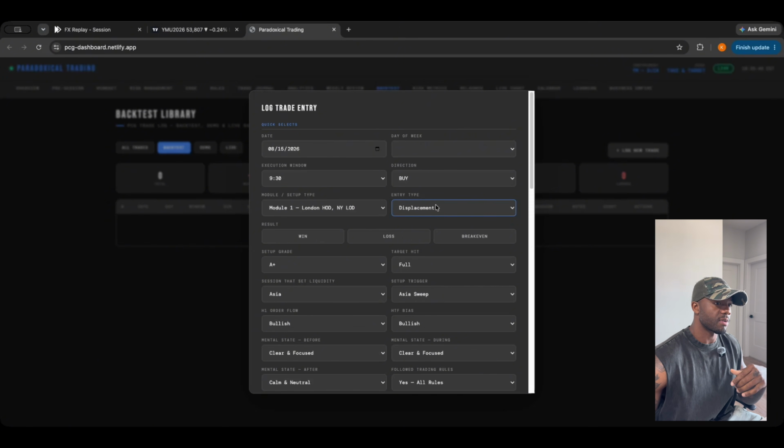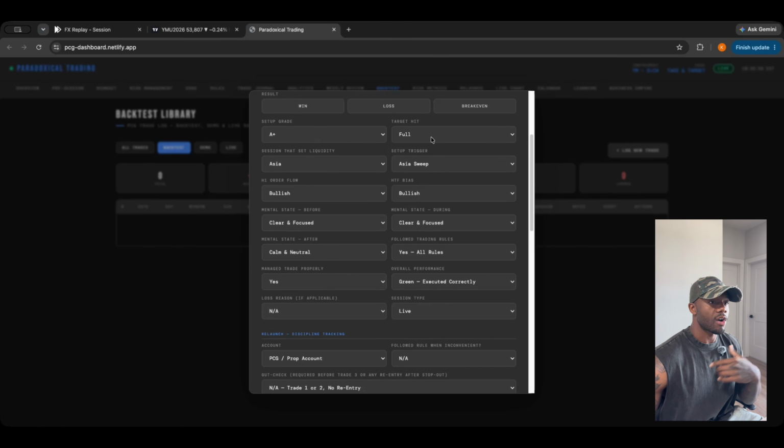What type of entry was it? Displacement, engulfing, wick rejection, sinking order block? Was it more than one? Model setup type. So I've got models and different types of setups I take. Okay, different ways I like to classify certain trades. Result: was it a win, loss, break even? Setup grade: A plus, target hit in full, partial target hit. Setup trigger: was it Asian sweep, equal high, low sweep, inducement taken? Session that set liquidity, right? Want to put those things in there.